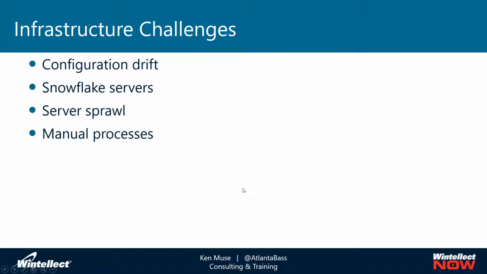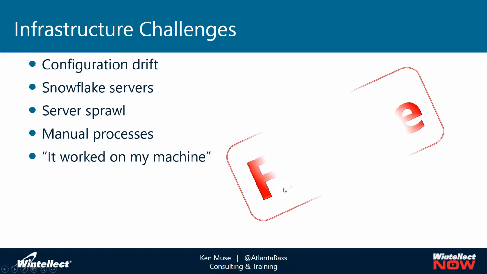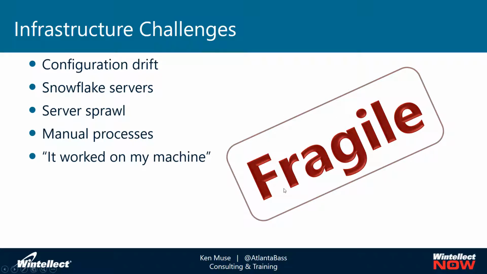An even worse problem, the dreaded, but it worked on my machine. The environment was great when the developer first created it or when it was first deployed. But then all of a sudden it's not working quite the way we expect when we're in production or when it's under load, and no one can figure out how to bring it back to the stable state that the developer was seeing in their own environment. Ultimately, all of these challenges have the same issue. The infrastructure is very, very fragile when it's managed this way.